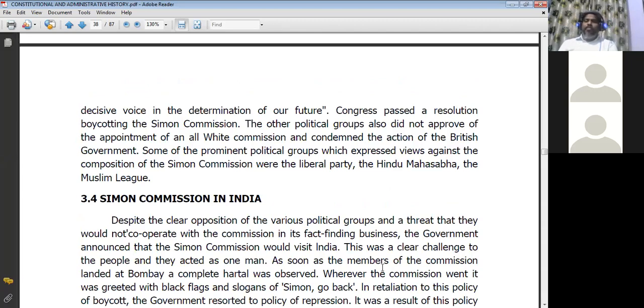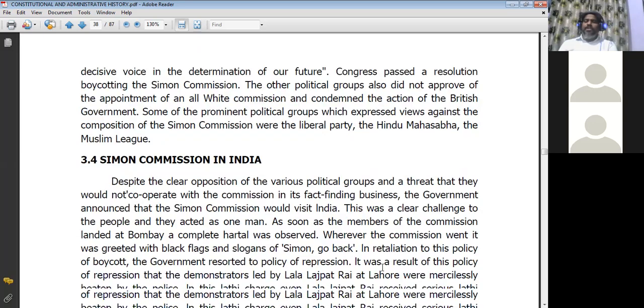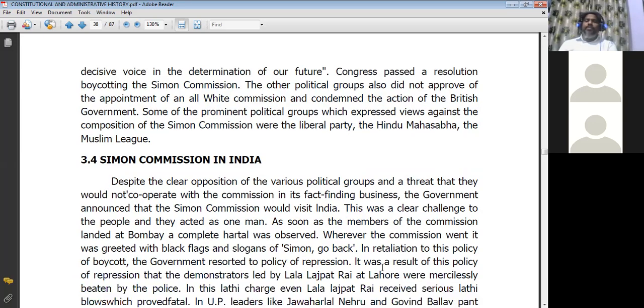Despite the clear opposition of the various political groups and the threat that they would not cooperate with the commission, the government announced that the Simon Commission would visit India. This was a clear challenge to the people, and they acted as one man. As soon as the members of the commission landed at Bombay, a complete hartal was observed. Wherever the commission went, it was greeted with black flags and slogans of Simon Go Back.